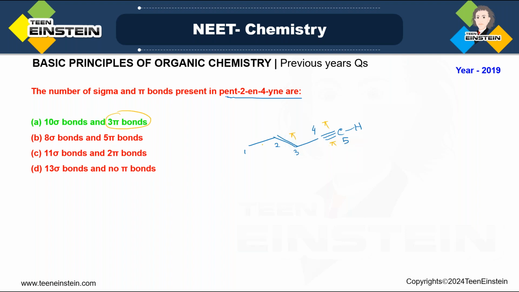But why sigma 10? Because see, 1, 2, 3, 4, 5. This is the 5. Already you can see the sigma. But there are 3 more sigma bonds here. So these 5 also you have to count. So total 5 plus 5, ultimately it will be 10. And that is why total 10 sigma bonds, and the first option is the correct option.